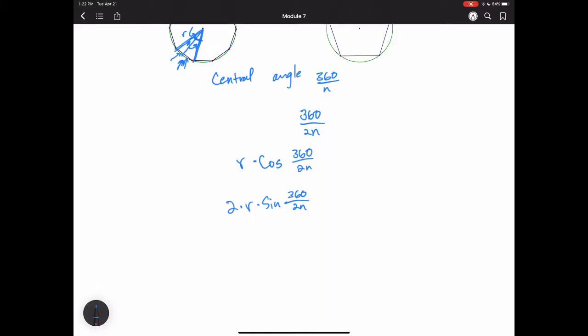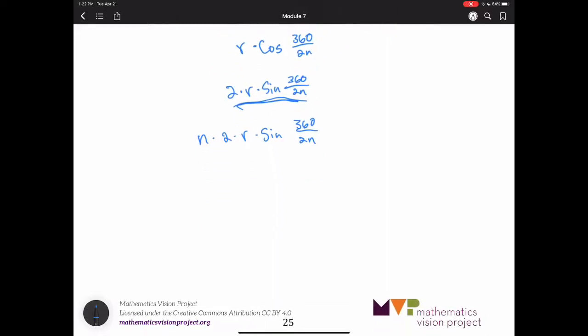Okay. Now the perimeter, then, we're going to use that information because that's the length of one chord. So we're going to use that information to figure out what our perimeter is, okay? So to find the perimeter, we just multiplied this by the number of sides that we have. And again, the number of sides we have is n. So we're going to do n times 2 times r times sine of 360 over 2n. Okay, so there's the perimeter, and finally we're going to find the area of the entire figure.